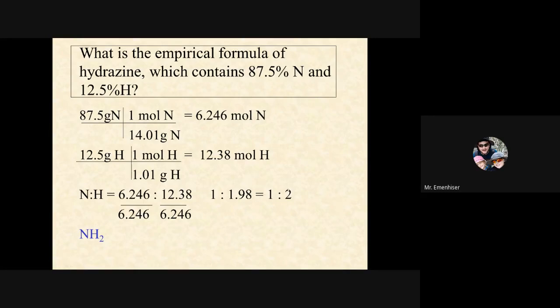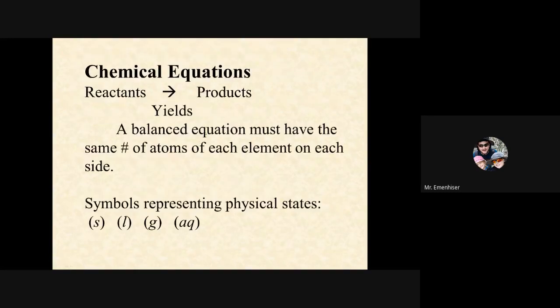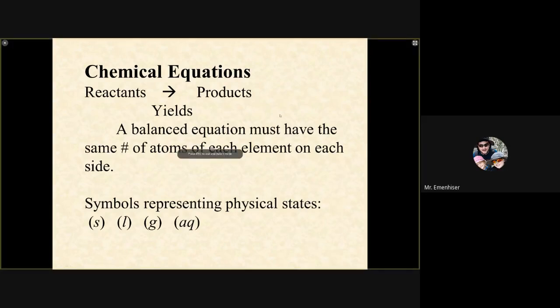Okay. Chemical equations. So remember that we have reactants on the left, products on the right, and we have that yield sign, which means that we put these things together to make this thing. And so we can write chemical equations like a sandwich.